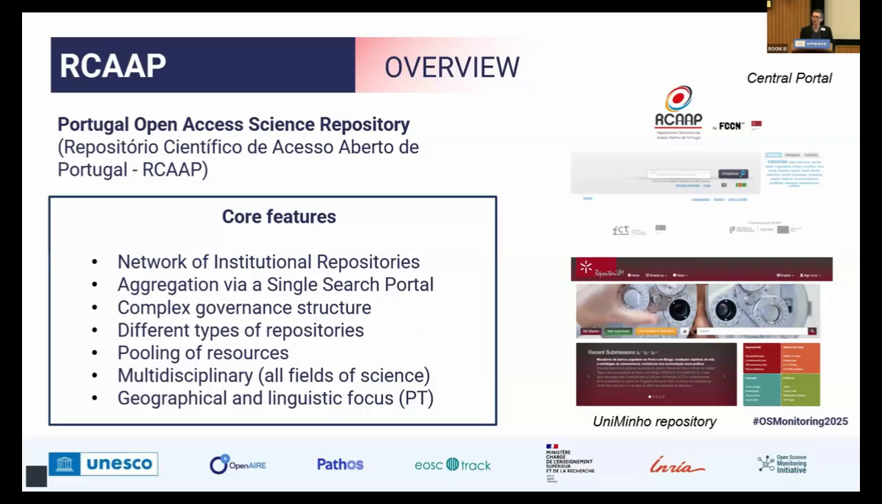Regarding the scope of RCAP, we are talking about institutional repositories for all fields of science, mostly focused on Portugal and Portuguese-speaking countries and users.